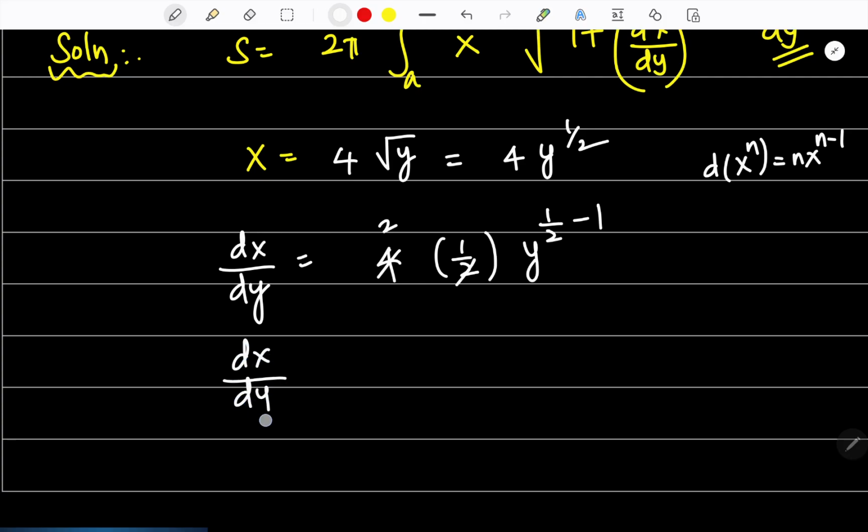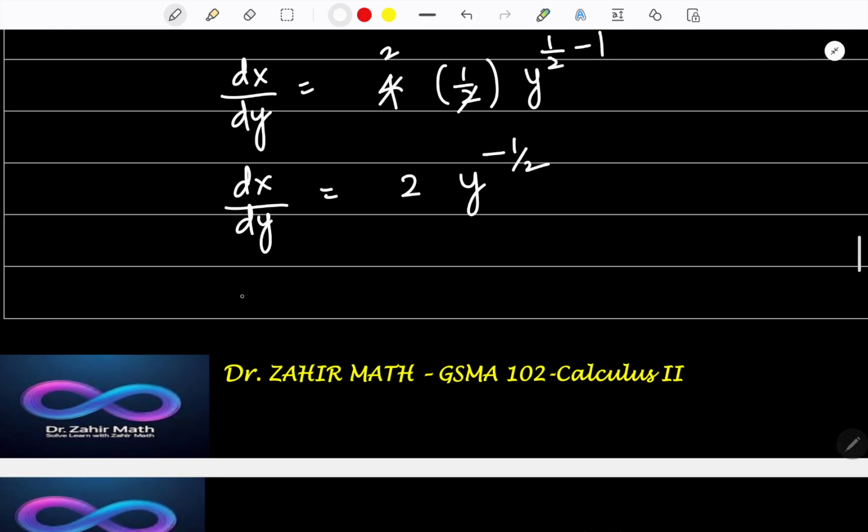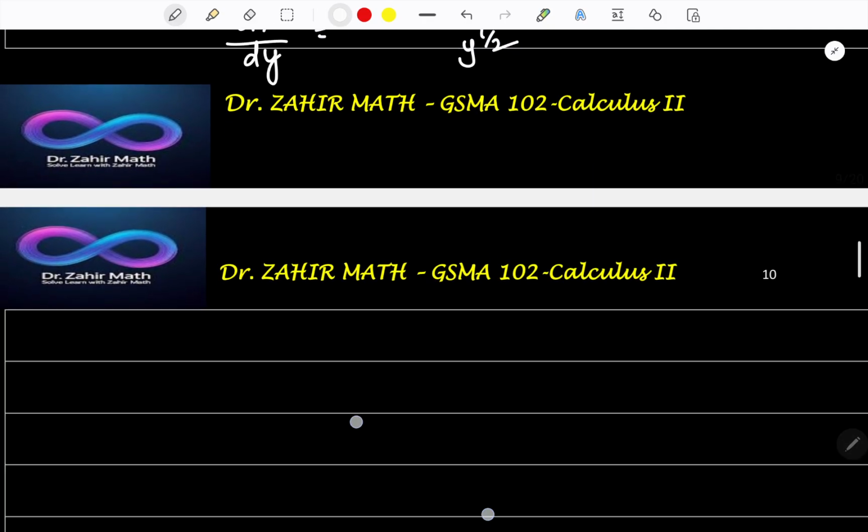So dx divided by dy is equal to 2 times y to the power of half minus 1, which is minus half. So let me take this negative power down. So 2, 1 divided by y power half. What is my next step?